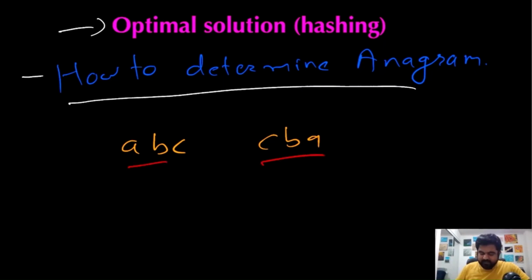Well, we can define that based on the number of character repetitions in each one of them: any character that is present in ABC is also present in CBA in the exact same number of occurrences in both words. So in other words, A, B and C are present exactly once in this word, and also exactly once in this word, though the arrangement is different, and that makes them anagrams of each other.